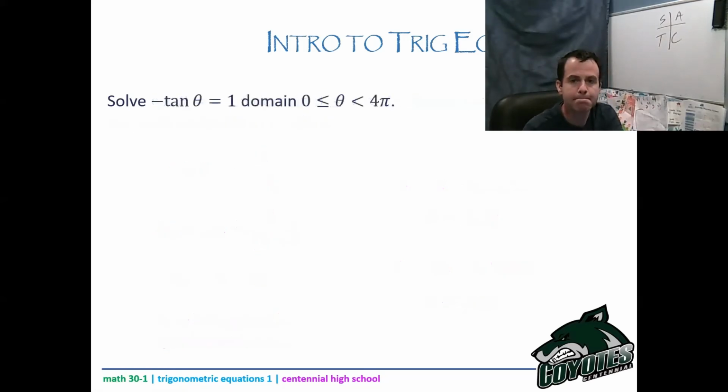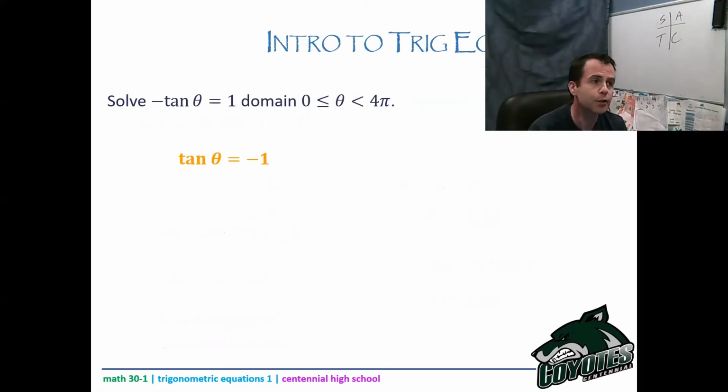Okay. All right. Solve negative tan theta equals 1 in the domain 0 to 4 pi this time. I can be 0, but I can't be 4 pi. So I need to divide both sides by negative 1. So I get tan by itself. So tan of theta equals negative 1. Now, I can go straight to my unit circle on that. The reference angle is going to be pi over 4 if I have a ratio of 1 for tan.